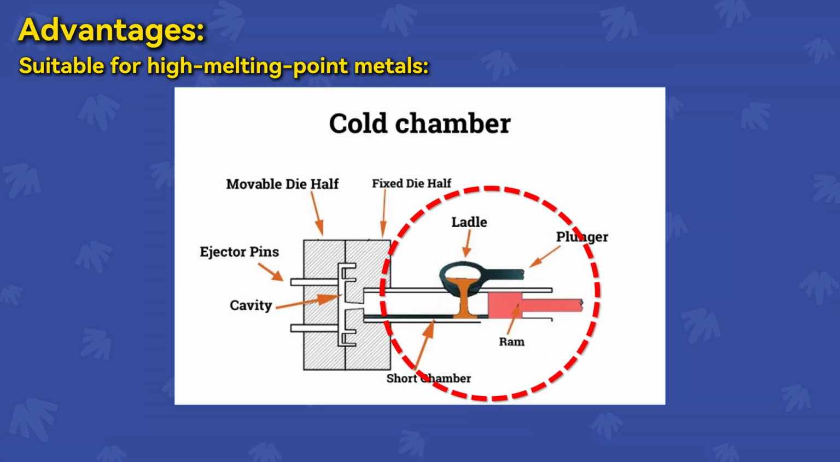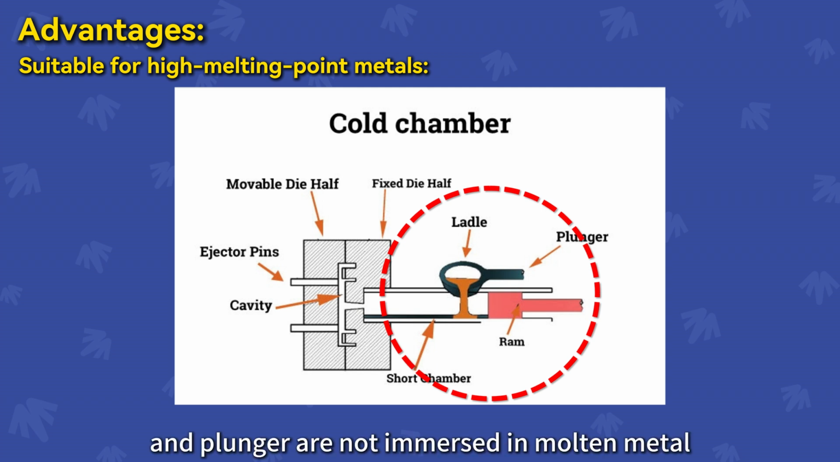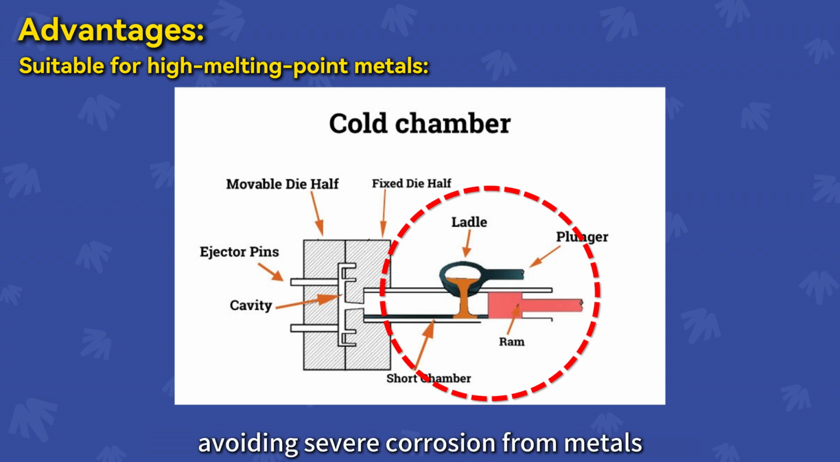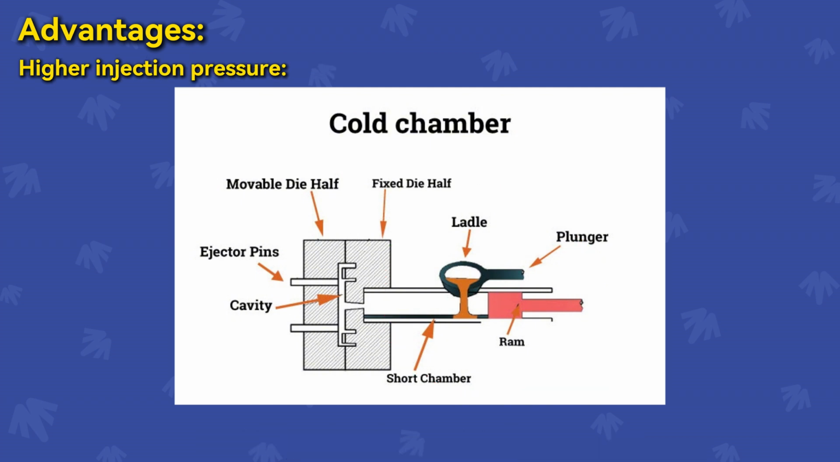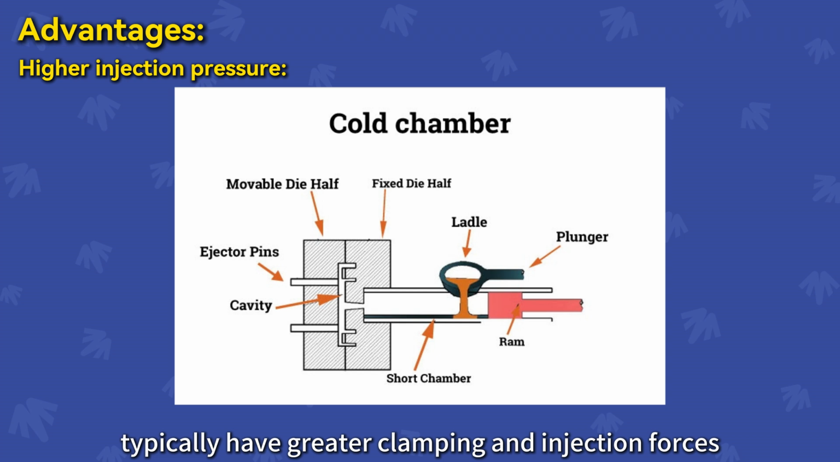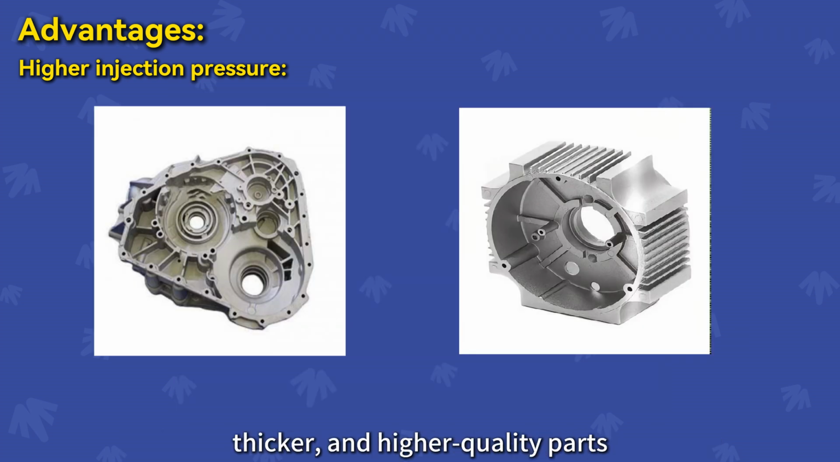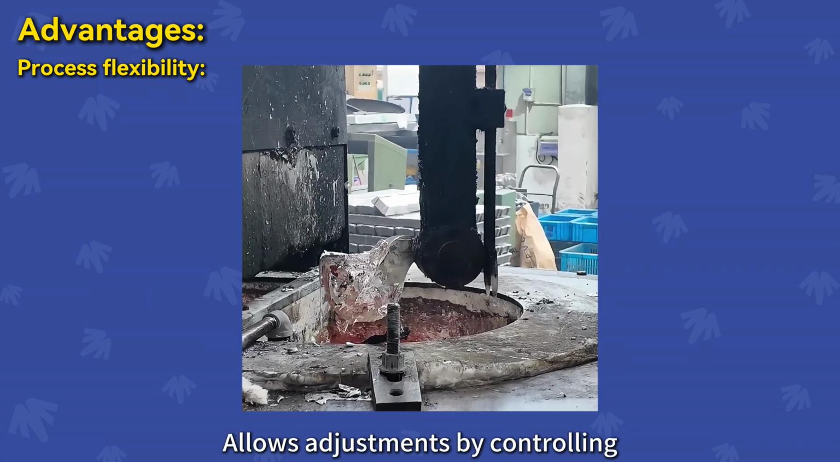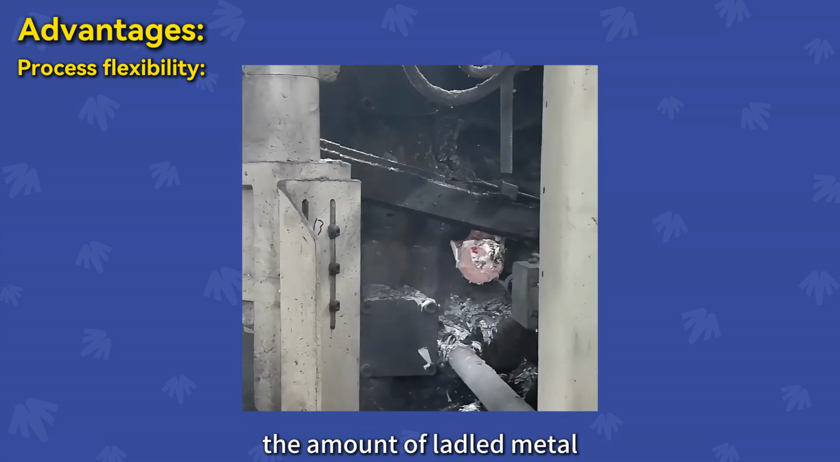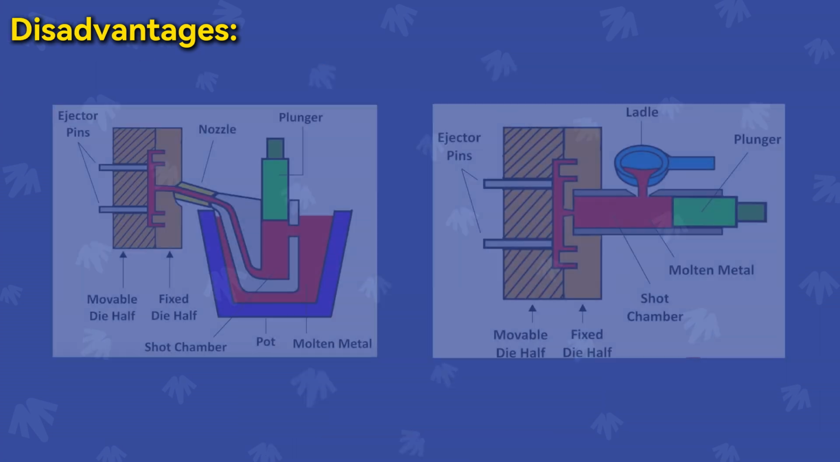Advantages: suitable for high melting point metals. The chamber and plunger are not immersed in molten metal, avoiding severe corrosion from metals like aluminum and copper. Higher injection pressure. Cold chamber machines typically have greater clamping and injection forces, enabling the production of larger, thicker, and higher quality parts. Process flexibility. Allows adjustments by controlling the amount of ladled metal, temperature, etc.